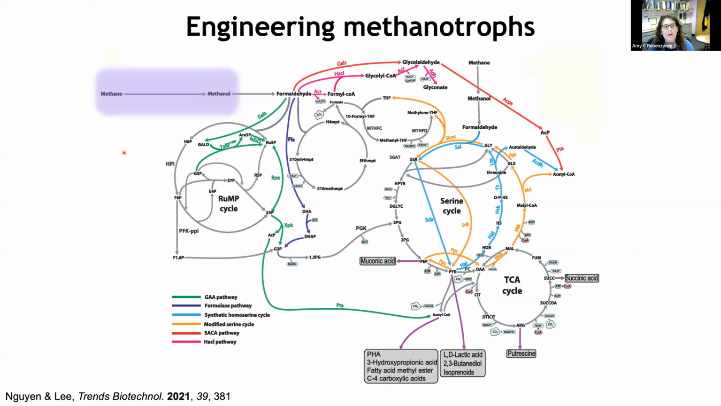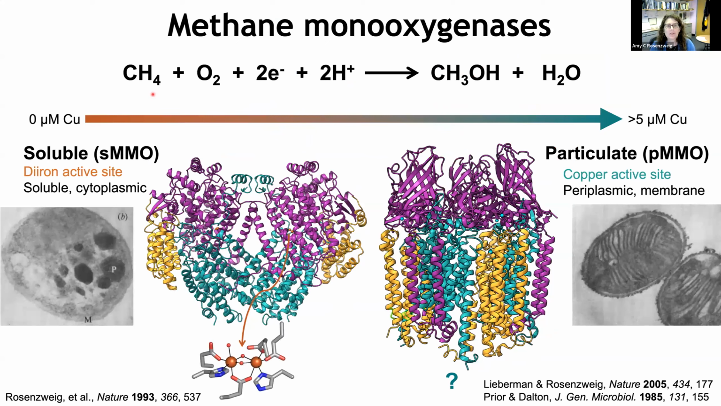We're interested on the molecular level in understanding how these bacteria are able to break this strong CH bond in methane and convert it directly to methanol and not over-oxidize it. So the enzyme just converts it to methanol. And so this is the reaction of interest here. The enzymes in the methanotrophic bacteria that do this are called methane monooxygenases. So it takes methane and dioxygen, 2 electrons and 2 protons, and it makes methanol and water. So it's a monooxygenase because 1 atom of oxygen goes to make methanol, the other goes to water.